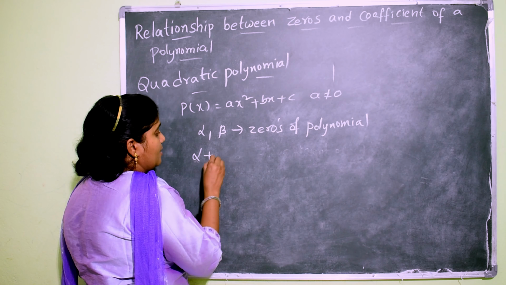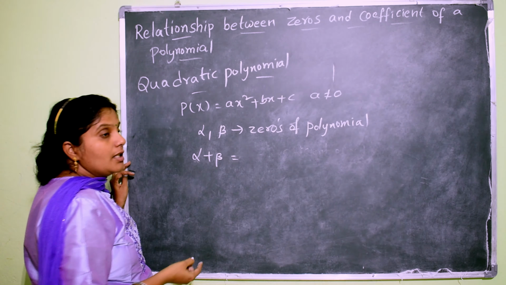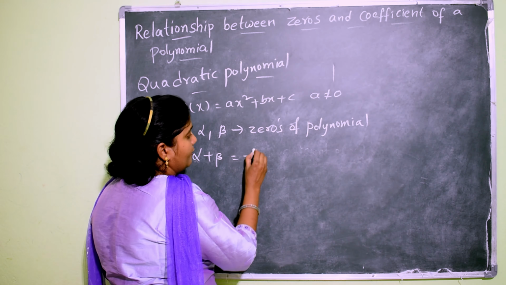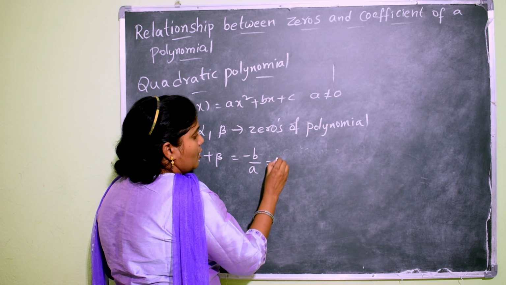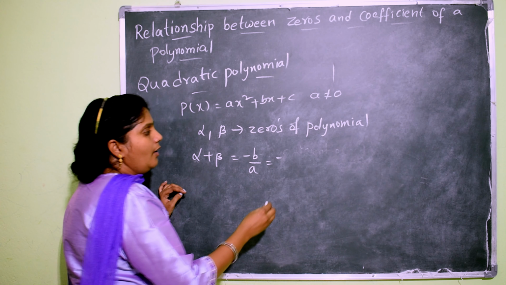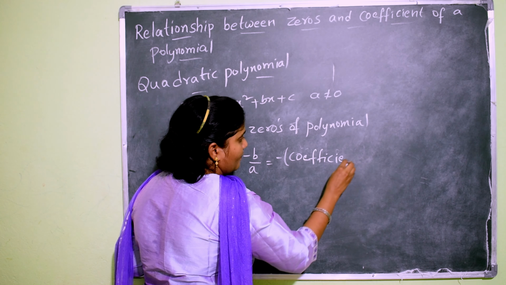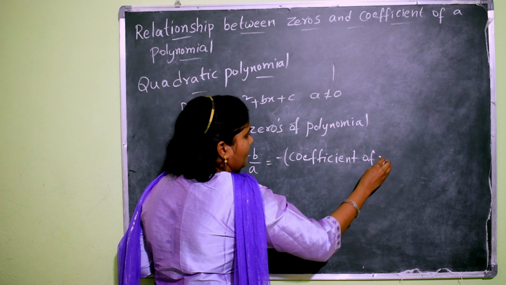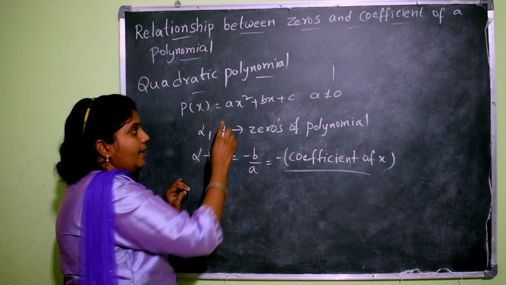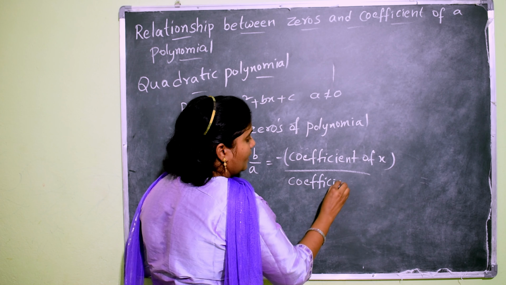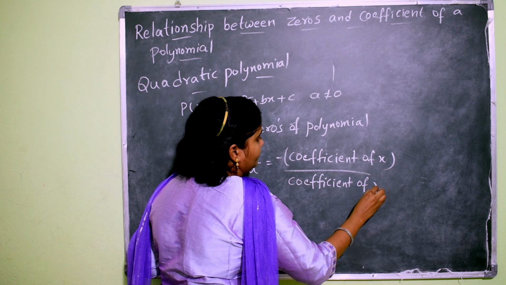So alpha plus beta. What is alpha plus beta? Sum of the roots. Sum of the roots is equal to minus b by a. What is b? Coefficient of x. So minus of coefficient of x by, what is a here? Coefficient of x square.